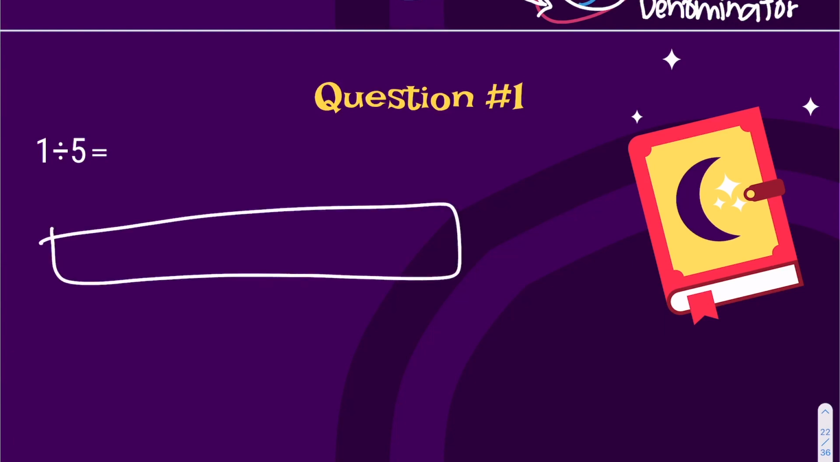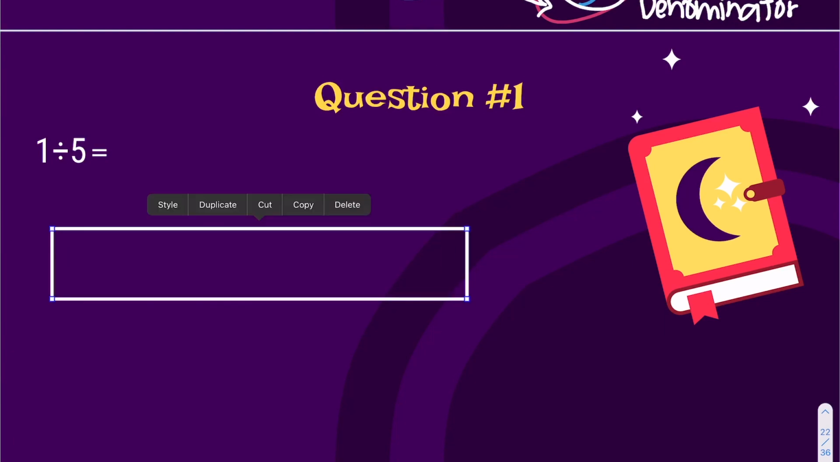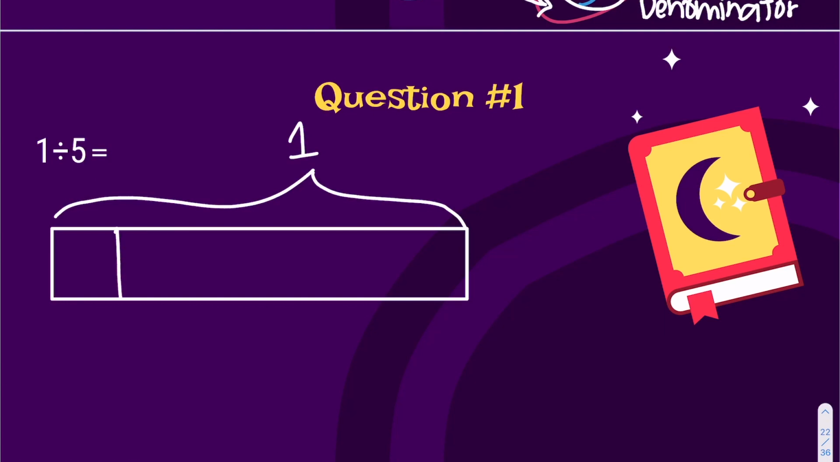So here we have 1 divided by 5. This equals 1. So what we need to do now is we're going to divide it by 5. And so that just means 4 lines in your block. And that gives us 1, 2, 3, 4, 5.